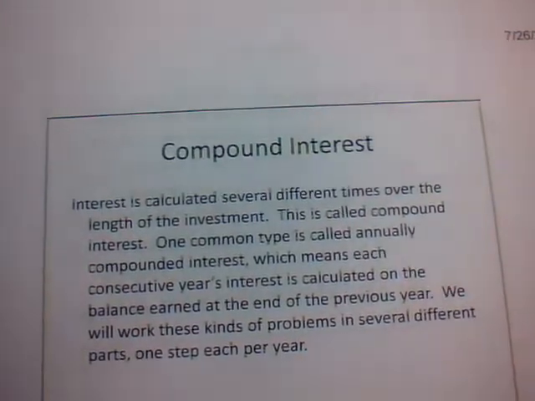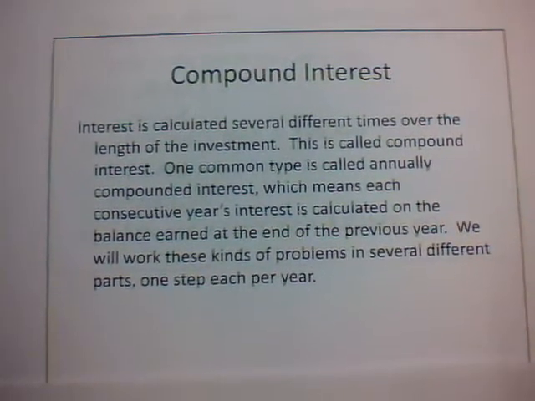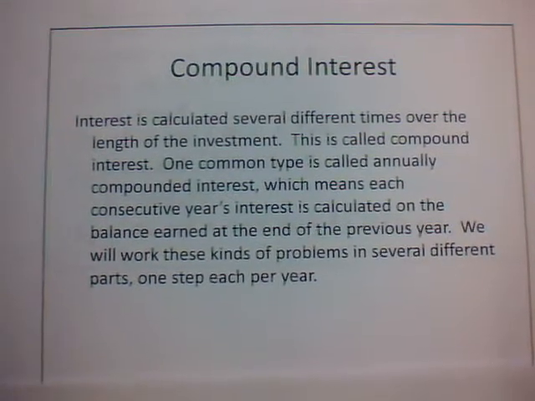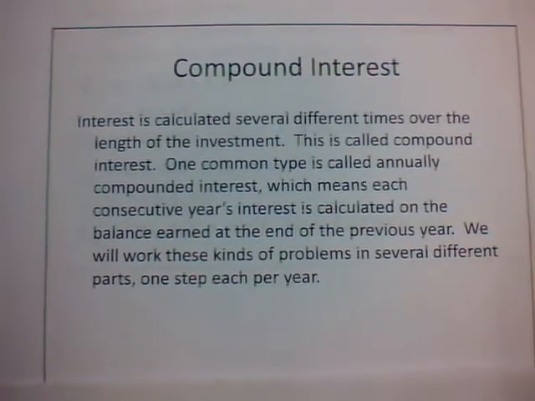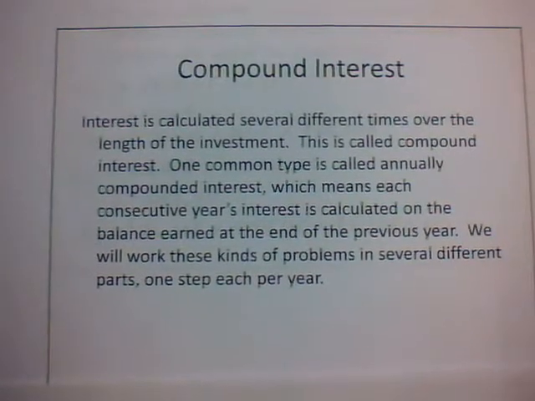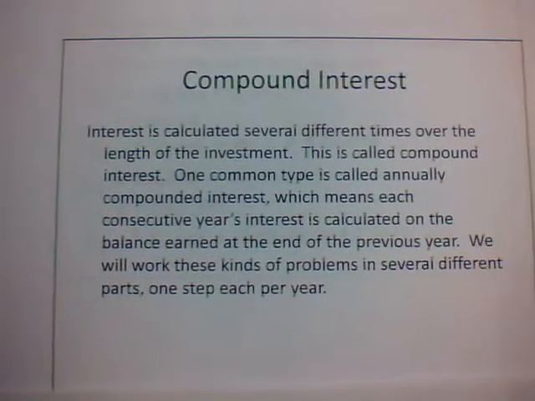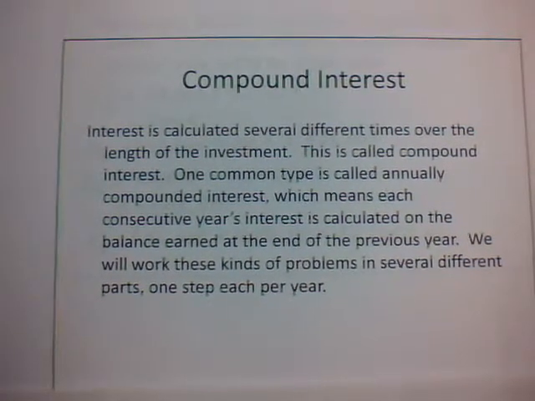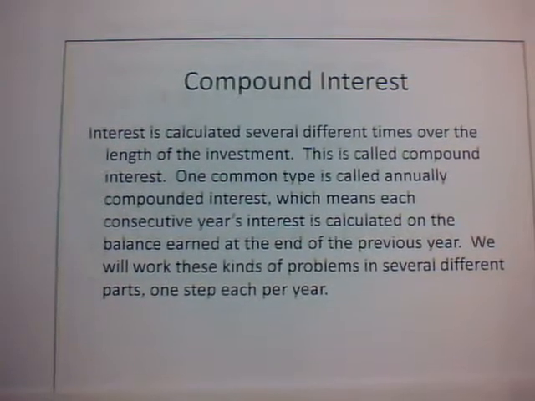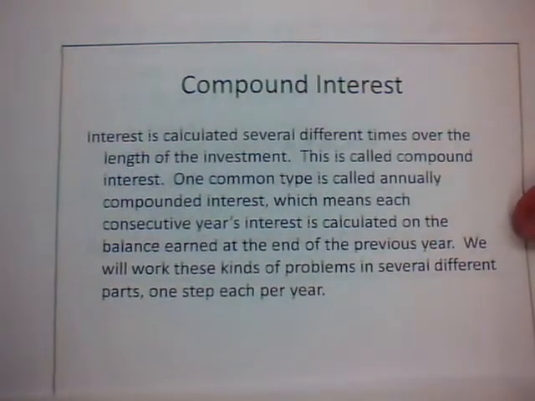Let's look at compound interest. Here, interest is calculated several different times over the length of the investment, and we call that compound interest. One common type is called annual compound interest, which means that each consecutive year's interest is calculated on the balance at the end of the previous year. So here we'll be working these types of problems in several different parts, one step each per year.